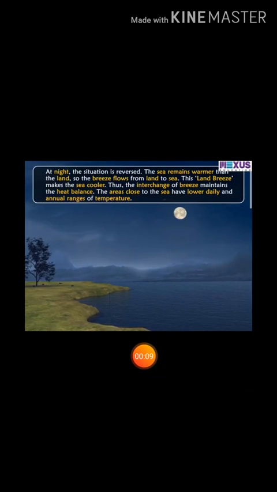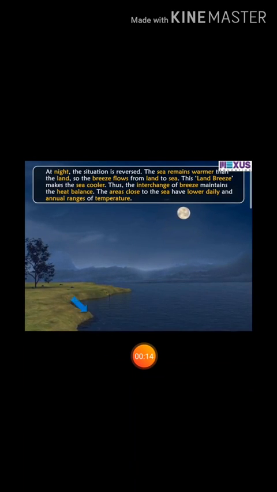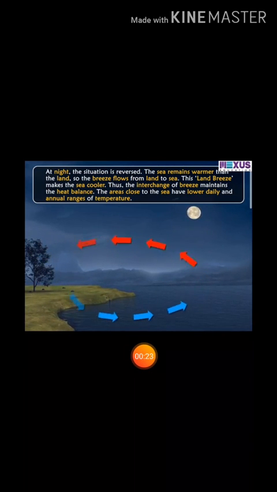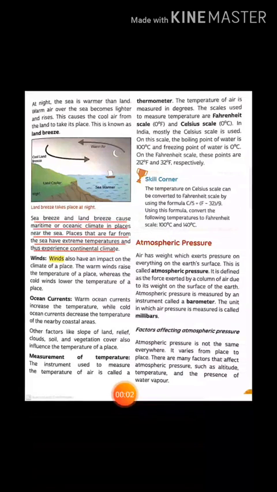At night, the situation is reversed. The sea remains warmer than the land. So the cool breeze moves from the land to the sea, and this is known as land breeze, which makes the sea cooler. So students, the places near the sea or any water body never experience extreme temperature. Such a climate is called maritime or oceanic climate, and the places that are away from the sea experience extreme temperature. Such places have a climate called continental climate.